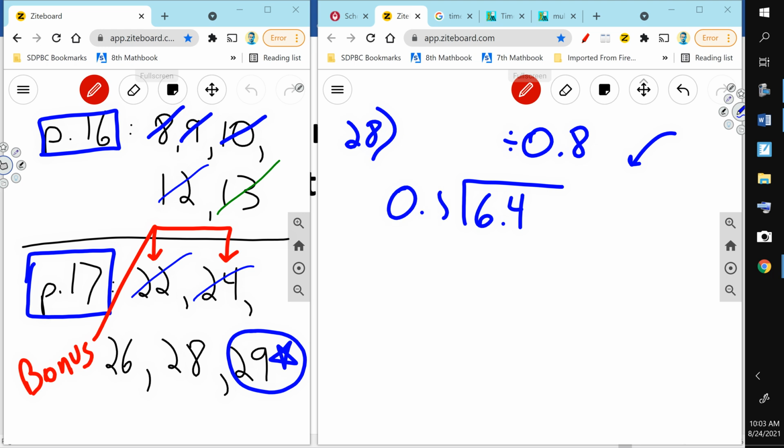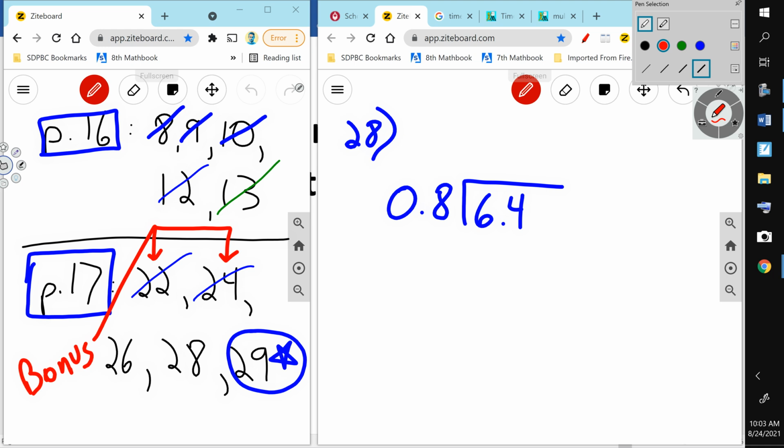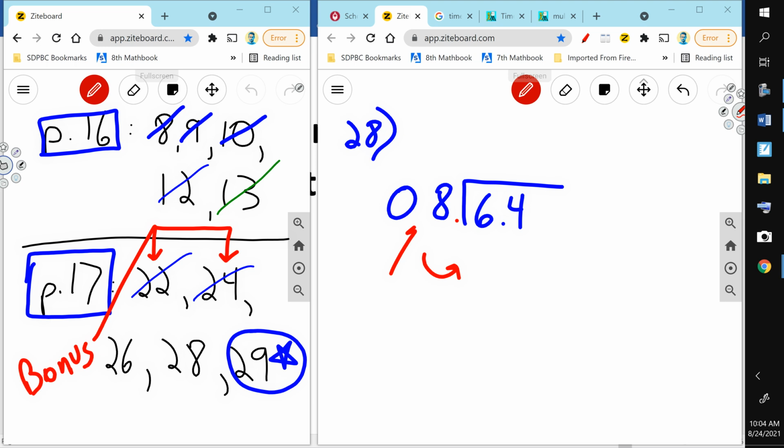0.8 right here. Now, can we start solving this immediately? No, we can't do that just yet. And the reason why is the divisor has a decimal right there. So we have got to get rid of that decimal. How? We just got to move it one place over, put it right here. And if we do that with that decimal, we do the exact same thing to this decimal. We move it one place over. And when we do that, our new problem is this.